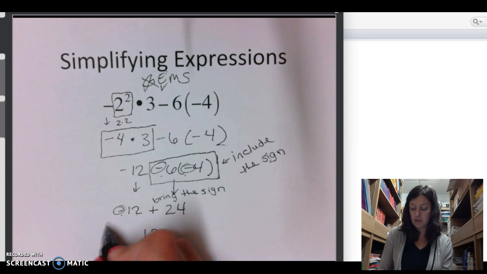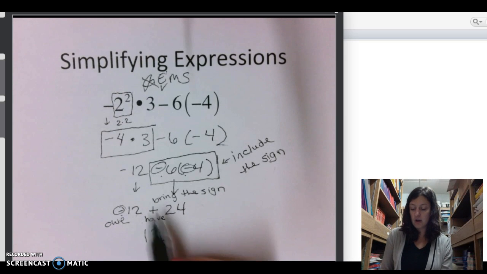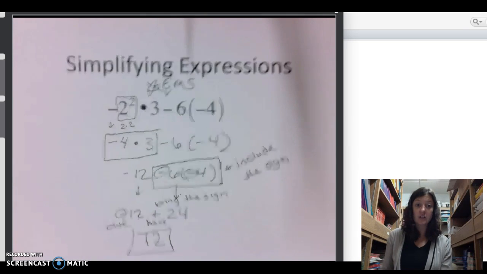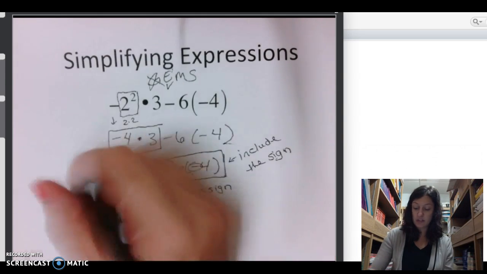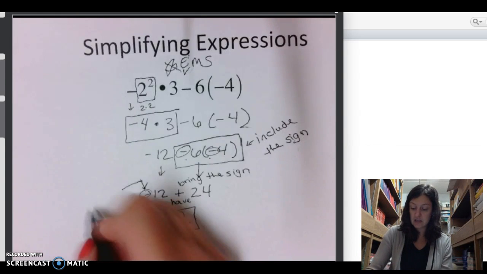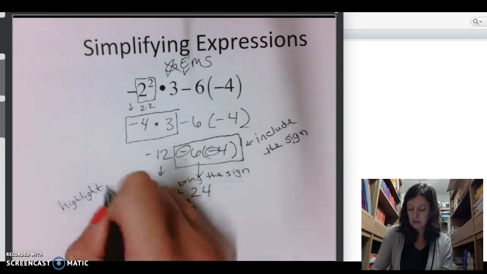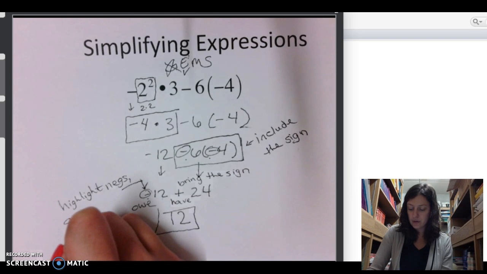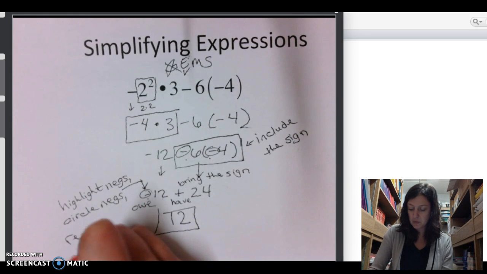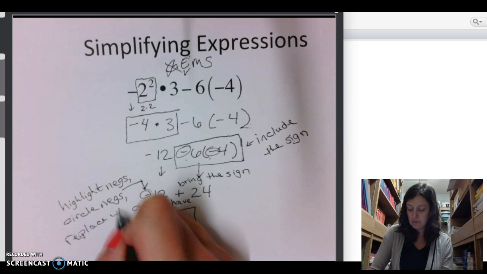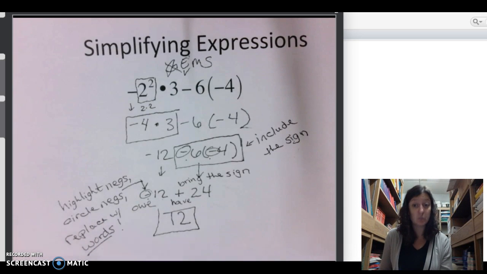Oh, remember, don't forget you can write this. Oh, 12, have or get 24, you have 12. Those words are really handy, especially when a negative is out front, right? Don't forget to keep either highlight negatives, circle negatives, or replace with words. But use your tools. It's really important.